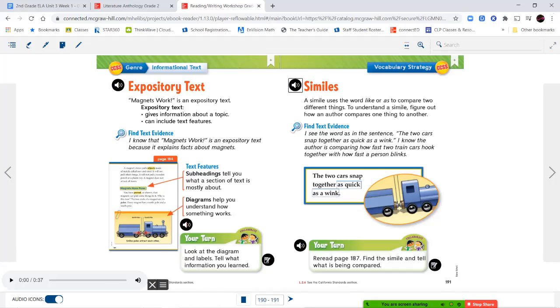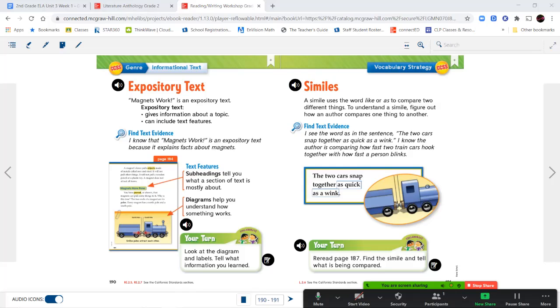Similes. A simile uses the words like or as to compare two different things. To understand a simile, figure out how an author compares one thing to another. Find text evidence. I see the word as in the sentence. The two cars snap together as quick as a wink. I know the author is comparing how fast two train cars hook together with how fast a person blinks. The two cars snap together as quick as a wink.